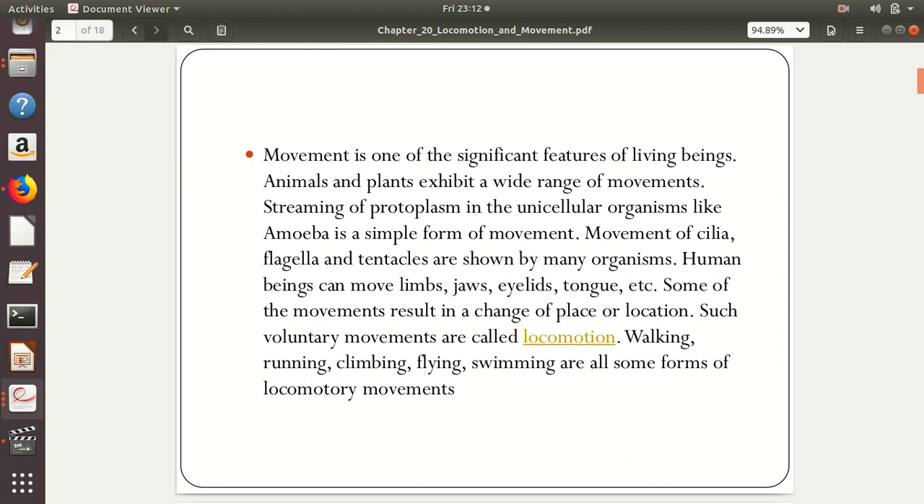Some movements result in a change of place or location for the organism. Such voluntary movements are called locomotion. Walking, running, climbing, flying and swimming are all forms of locomotory movements. In plants you can see growth movements, or movement towards the source of a stimulus, like growing towards the source of water, growing towards the source of light, or growing towards or away from the gravitational force. They are all growth movements that you can notice in plants.